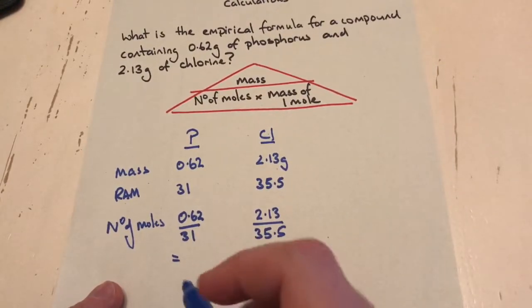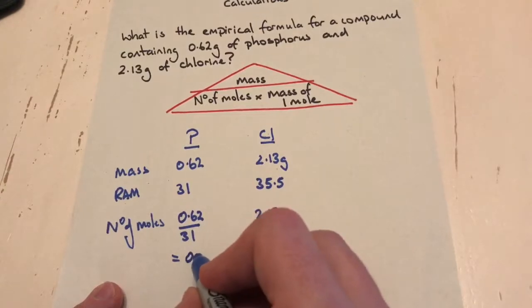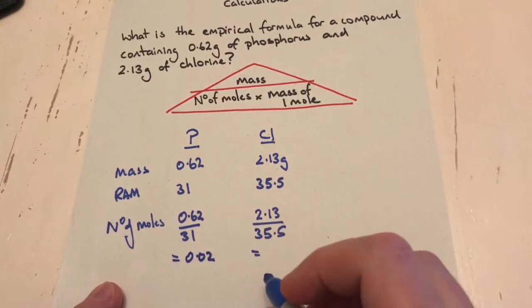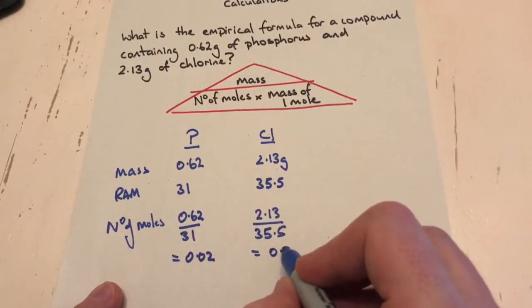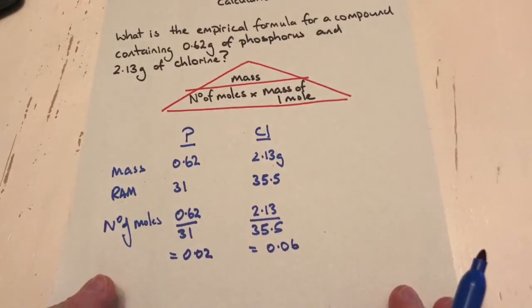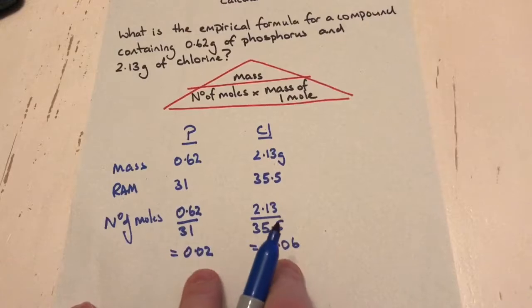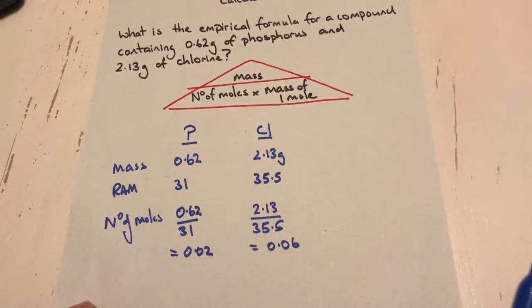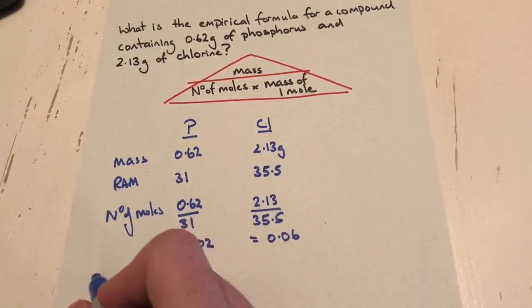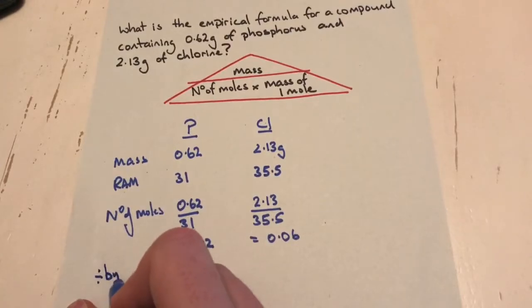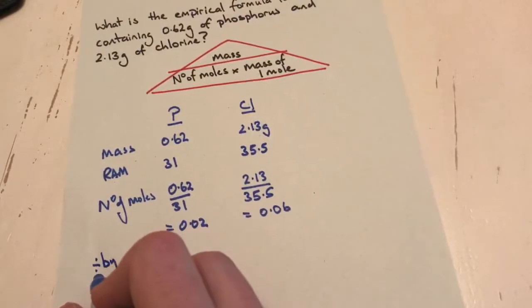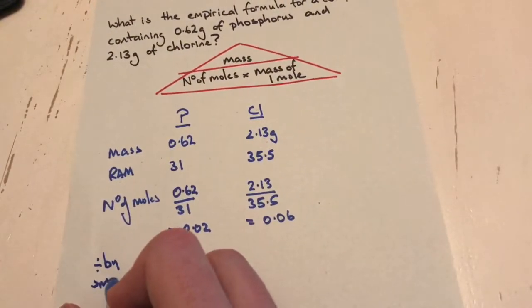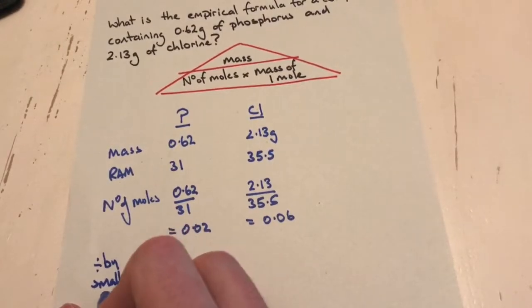If you get your calculators out, you should be able to find that this is 0.02 and this side equals 0.06. So now we've calculated the number of moles. What we have to do to get these into whole numbers is we divide by the smallest number. So our next step is divide by smallest number.